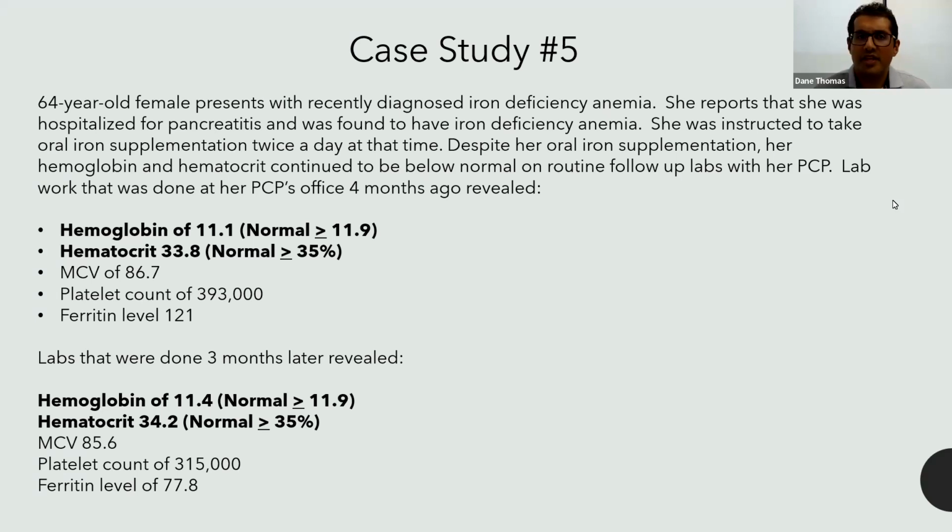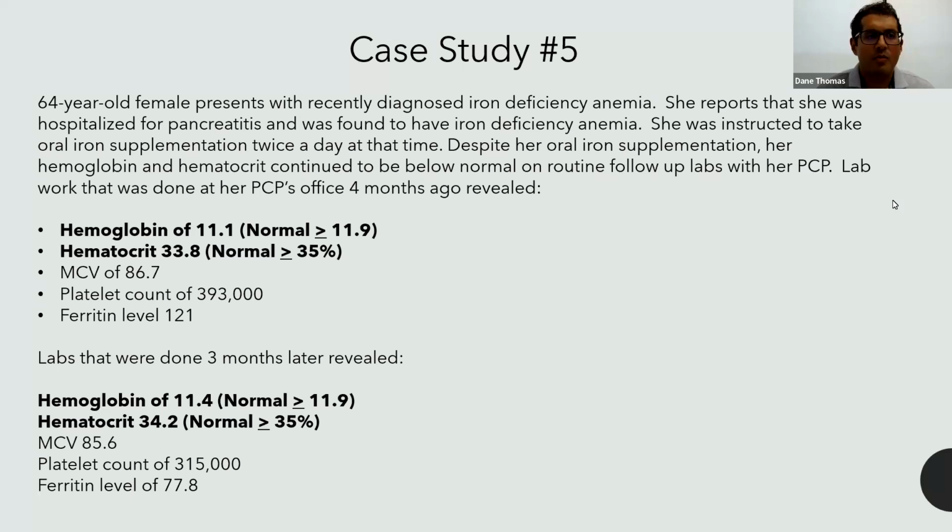So let's talk about another case study. A 60-year-old female presents with recently diagnosed iron deficiency anemia. She reports that she was hospitalized for pancreatitis and was found to have iron deficiency anemia. She was instructed to take oral iron supplementation twice a day at that time. Despite her oral iron supplementation, her hemoglobin and hematocrit continued to be below normal on routine follow-up labs with her PCP.